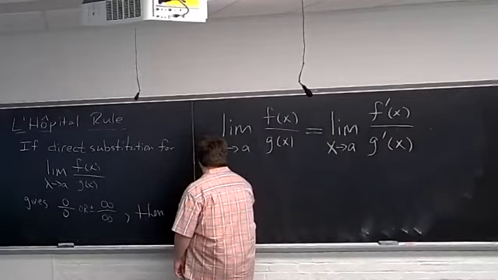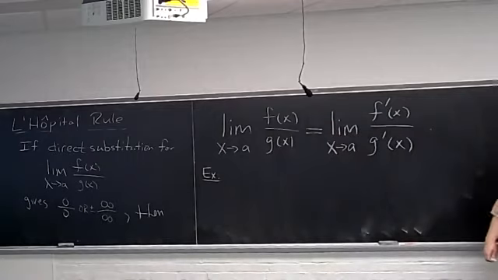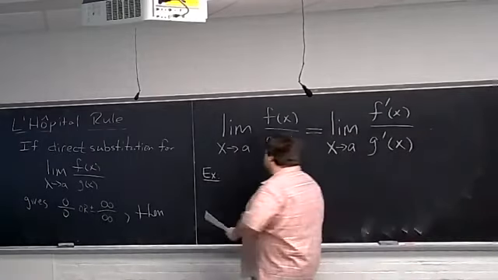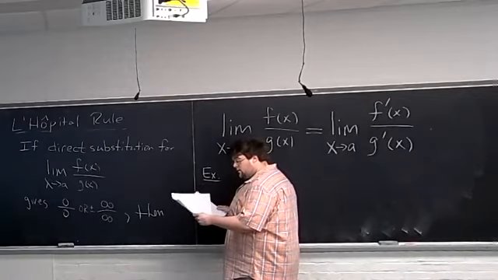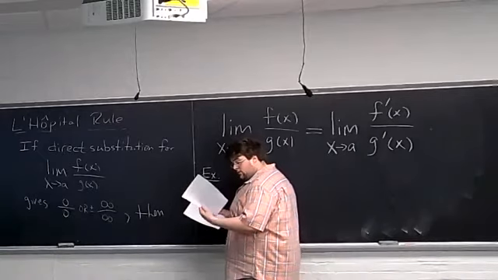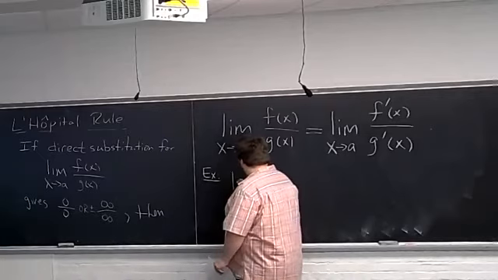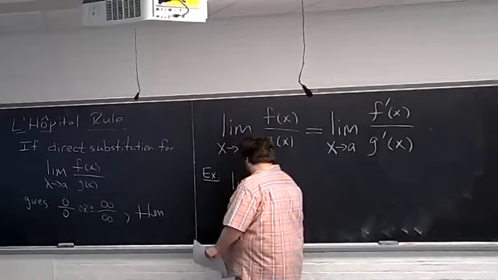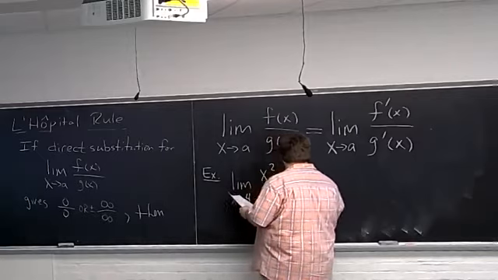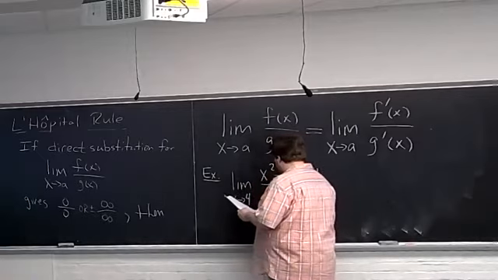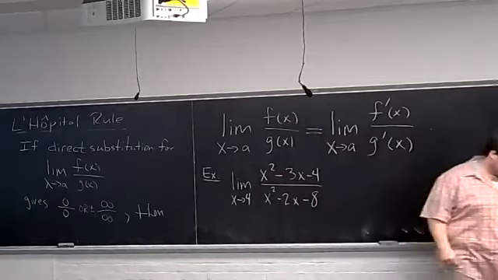This will be the first form one of these limits can take. Let's do this first form. Let's just do something: limit as x approaches 4 of x squared minus 3x minus 4 all over x squared minus 2x minus 8.